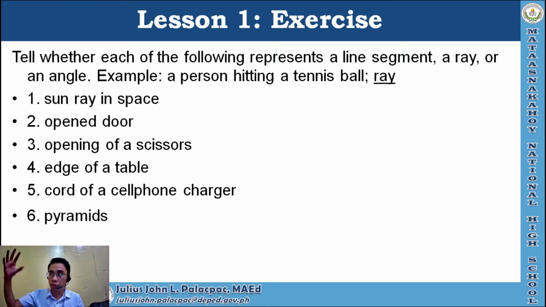Okay, ray din yun, kasi yung rays ng araw pupunta sa Earth. Open door, so naka-form siya ng opening, so angle. Opening of a scissors, yun ay angle din. Edge of a table, yun ay line segment. Tama, kasi may dalawang endpoint. Cord of a cellphone charger, yun ay okay, line segment din, kasi yung dalawang endpoint doon, cord. Diba? Pyramids, yun ay ray, kasi may opening yung pyramid.